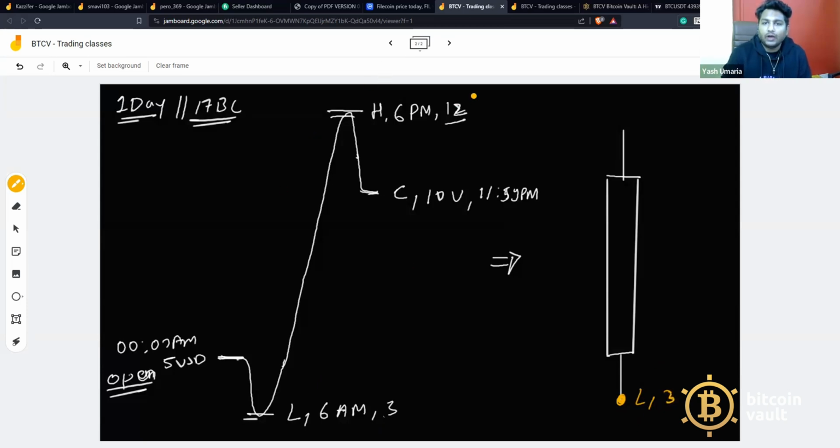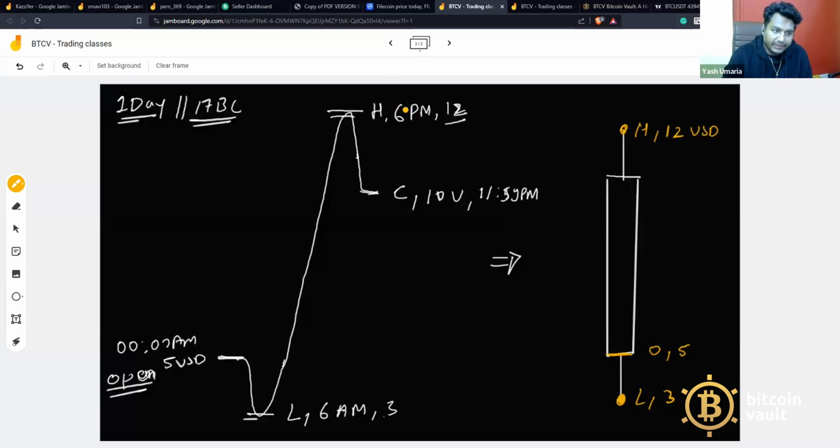Now, generally the high of the day or any time interval, that is important, goes at the top of the top wick. That becomes the high, around 12 USD. Now, remember this part. Whatever data is close to the low, in this case we have open. Open is close to the low. So whatever data is close to the low generally goes at the bottom of the body, right here. Open around 5 USD.